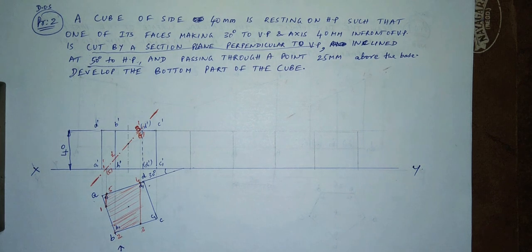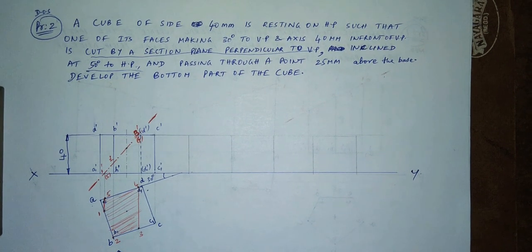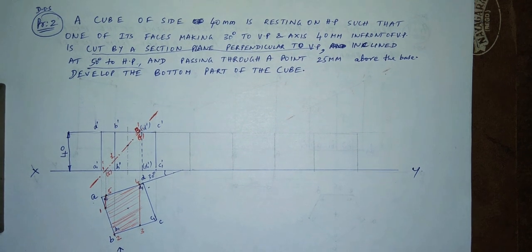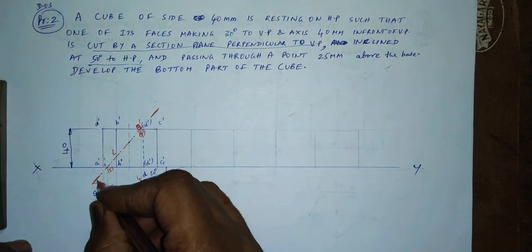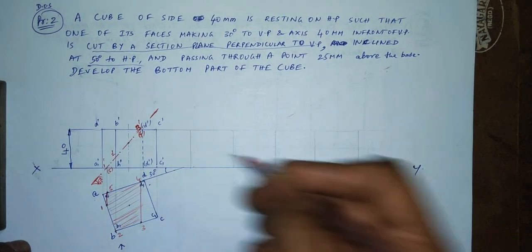We have come this far in the cube problem, in the development of surfaces problem. We have drawn the section for the cube. The cube is resting with its base on HP. One of its faces is making 30 degrees to VP. And then there is a section plane which is cutting the cube at a point 25 mm above the HP, and making a 50 degree angle to the HP. So this is what it is, right? This is 50 degrees, right?